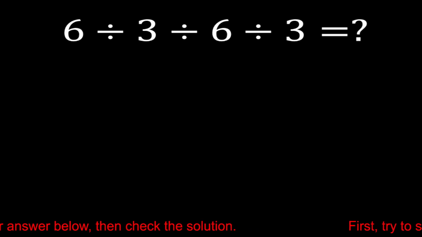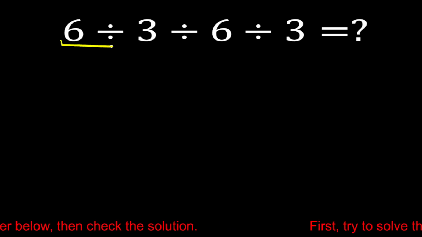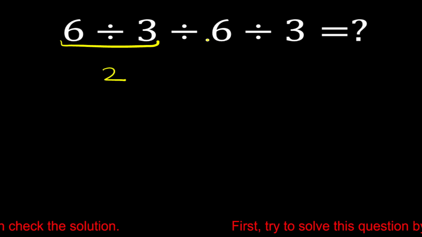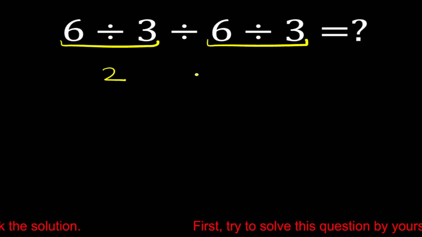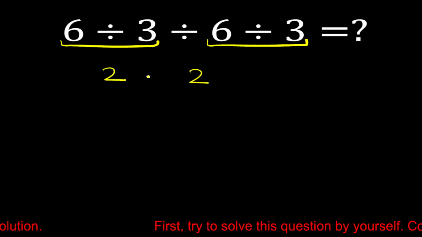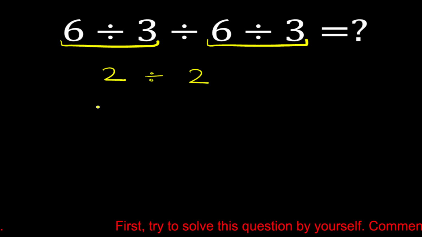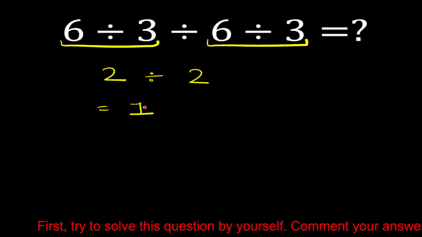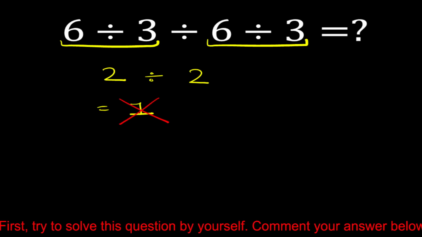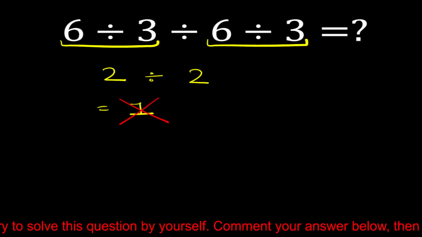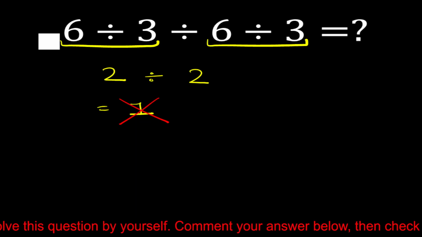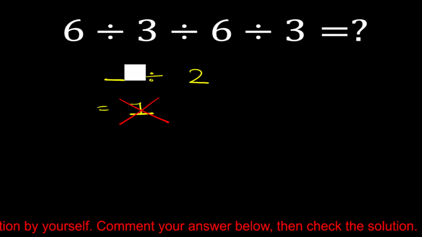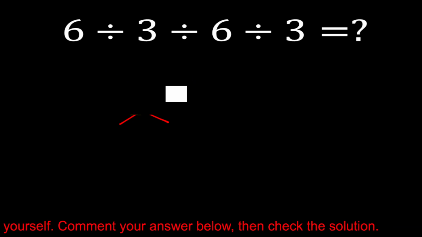So 6 divided by 3 is equal to 2. Then again, 6 divided by 3 is equal to 2. Now 2 divided by 2 is equal to 1. But this answer is not correct. This answer is completely wrong. Okay, now let's solve this problem correctly according to the order of operations.